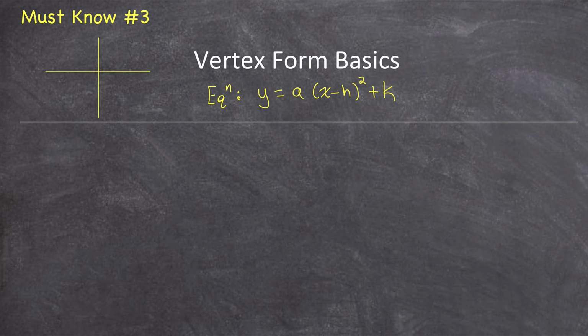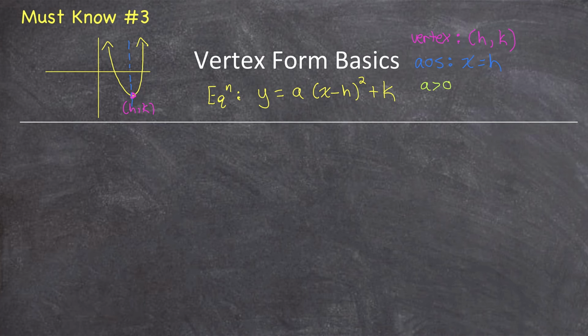So off to the side here, I'm just going to sketch a random parabola, and its vertex would be at h, k. The axis of symmetry is always the vertical line that goes through the vertex, so the equation of the axis of symmetry is going to be x equals the x coordinate of the vertex, which is h. So the equation of the axis of symmetry is x equals h. And lastly, just like the standard form equation, the a value tells us the direction of opening.